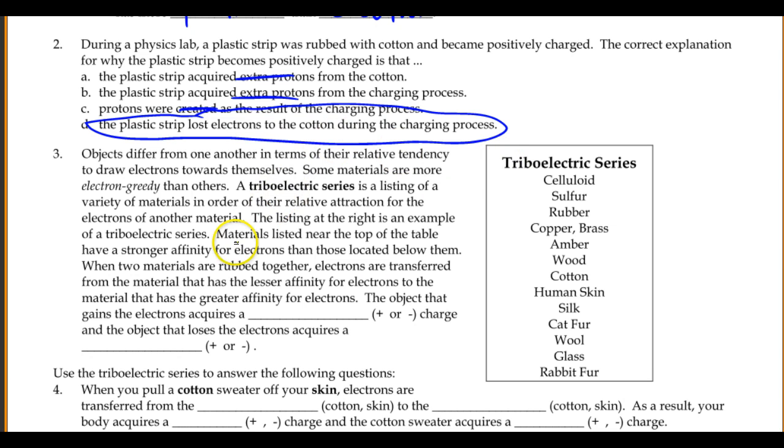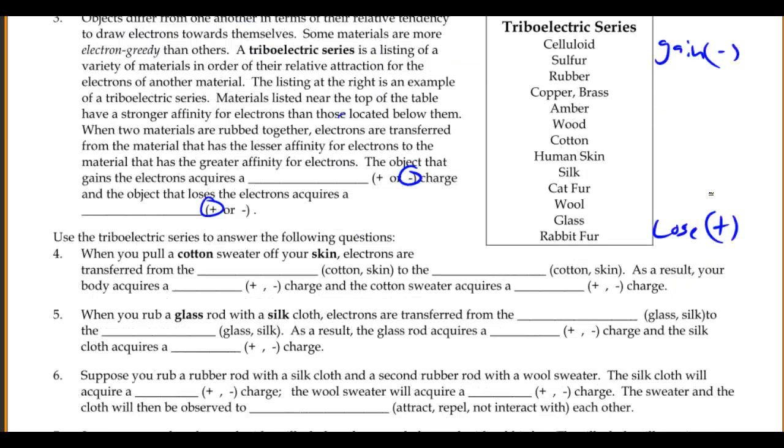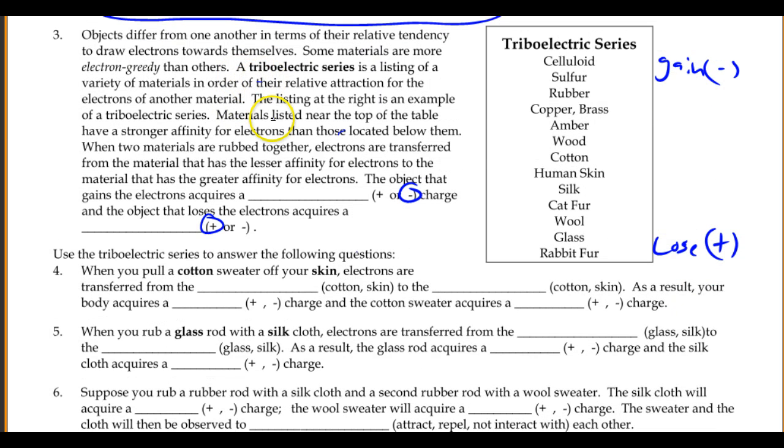So if it gains electrons, it's going to end up with a negative charge, and if it loses them, it's going to end up with a positive charge. So these objects will tend to lose on the low end and thus become positively charged. These objects will tend to gain and therefore become negatively charged. And it's just a series, so you can compare any two.